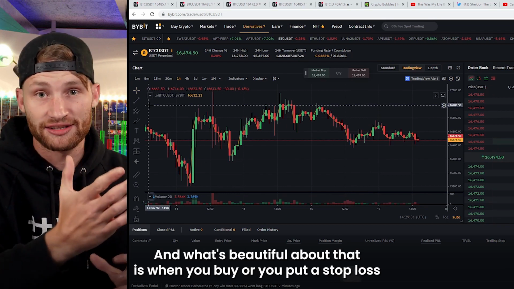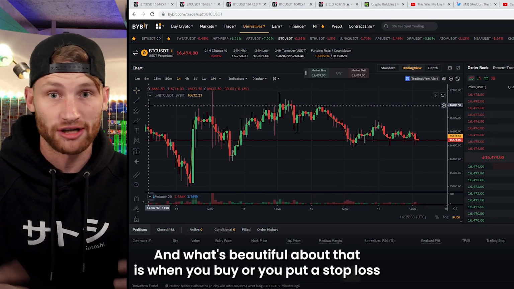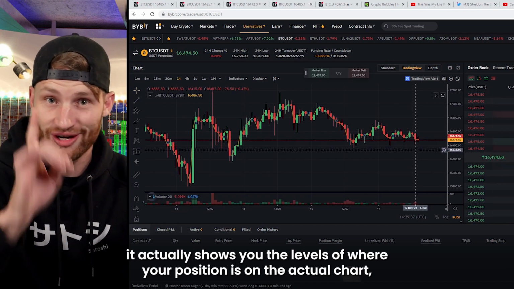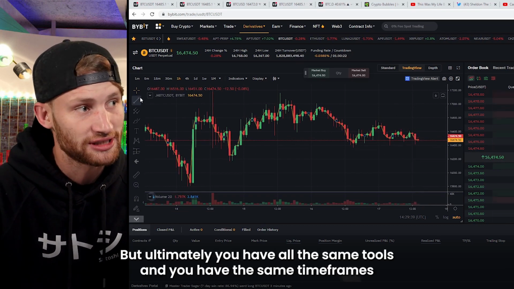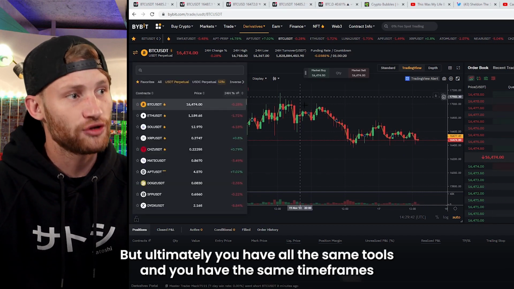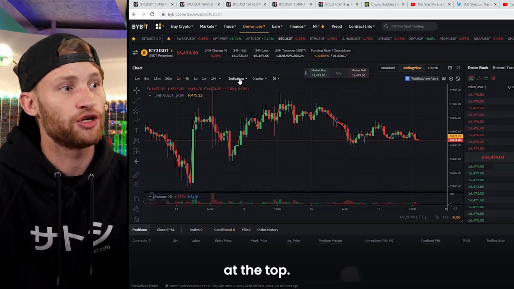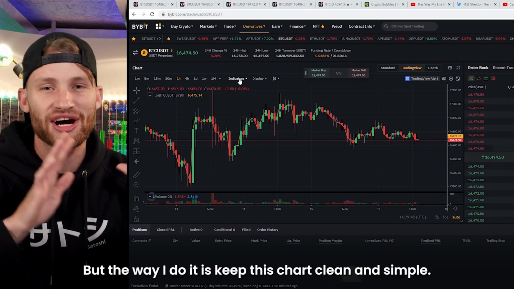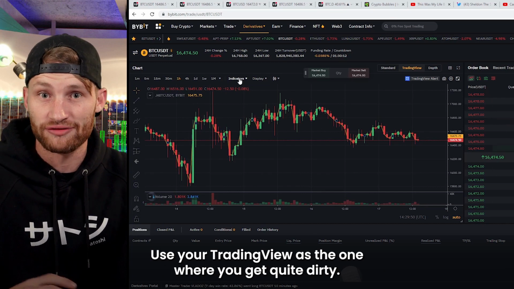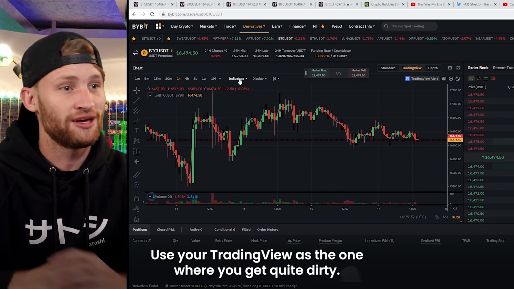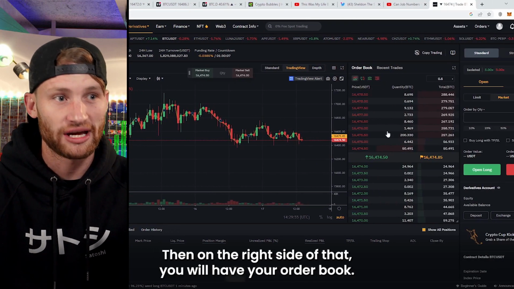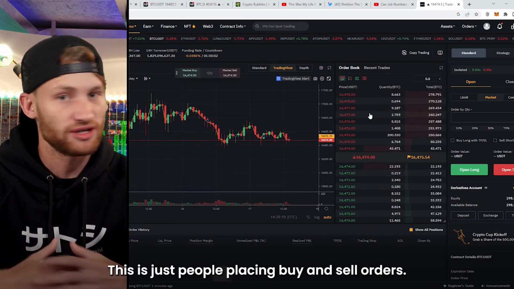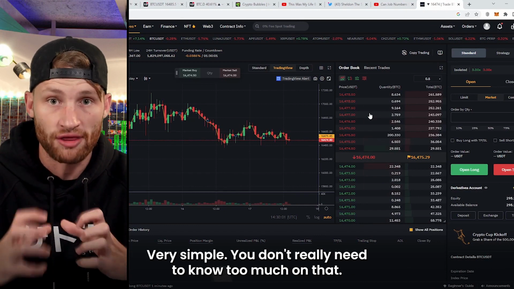What's beautiful about that is when you buy or put a stop loss, it actually shows you the levels of where your position is on the actual chart, which I'll show you shortly. But ultimately, you have all the same tools and the same time frames at the top. You can even add indicators, which is nice, but the way I do it is keep this chart clean and simple. Use your TradingView as the one where you get quite dirty. Then on the right side of that, you'll have your order book. This is just people placing buy and sell orders. Very simple. You don't really need to know too much on that.